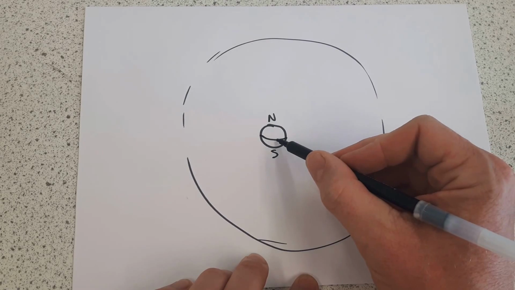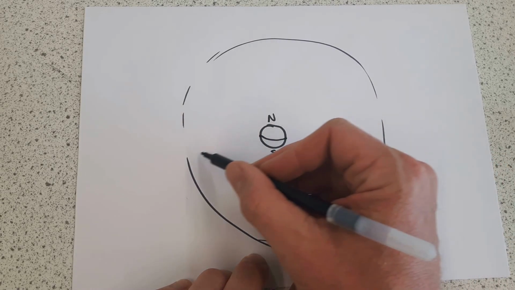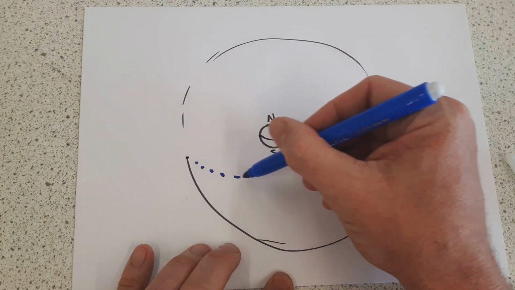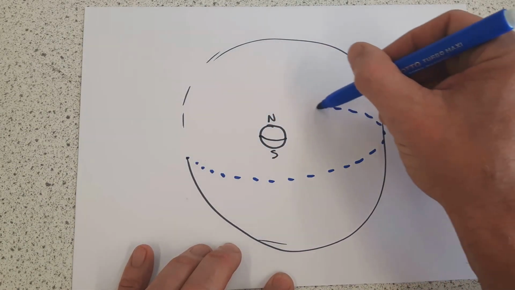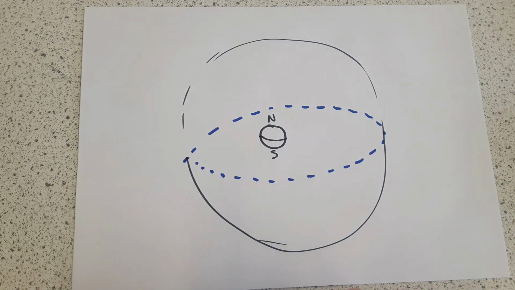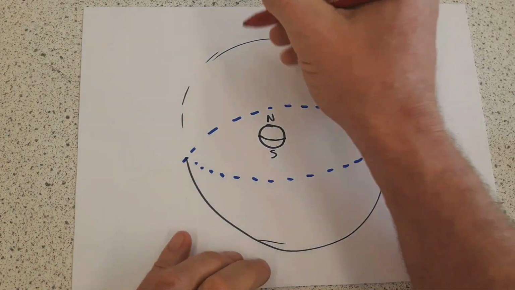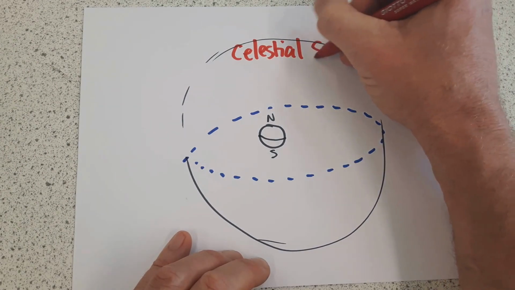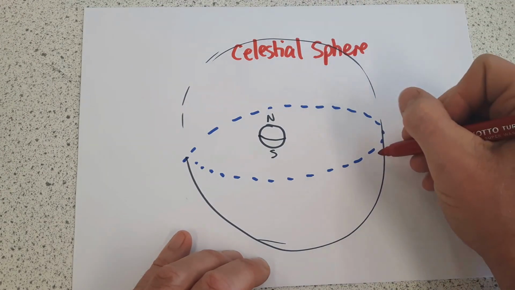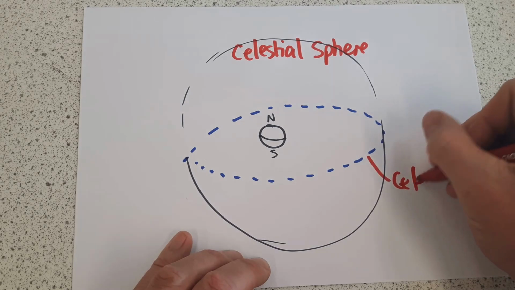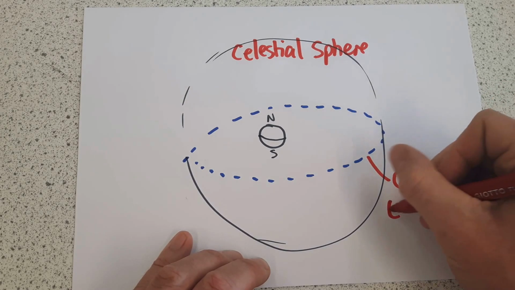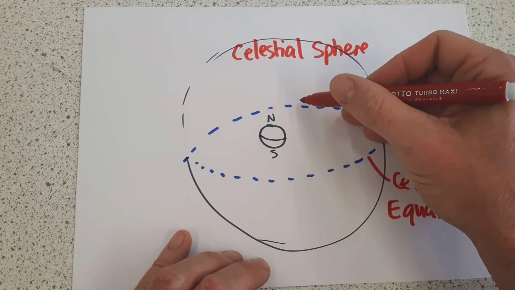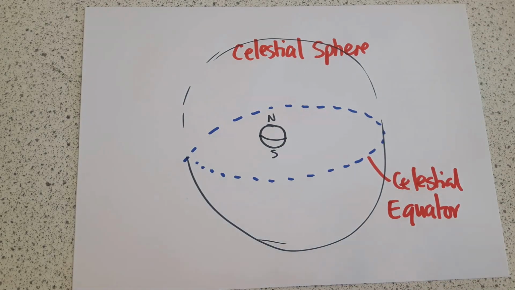So first things first is that if we have North and South Pole and the equator on the Earth, we can imagine that if the equator is projected outwards onto this celestial sphere, as we call it, then the equator would appear like that on the sphere. So this big sphere here is called the celestial sphere, and on it we imagine that all the stars are projected. This line here is the celestial equator, and it's the projection outwards of the Earth's equator onto this imaginary sphere.